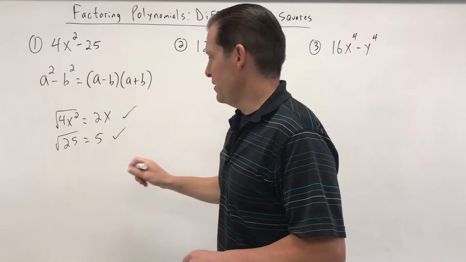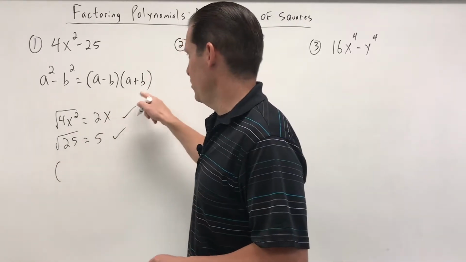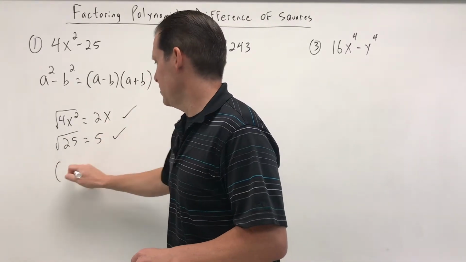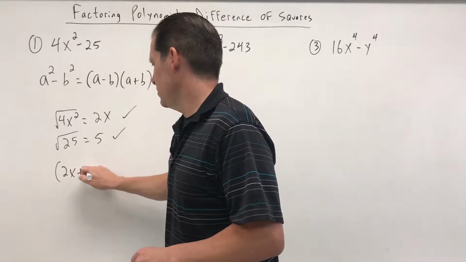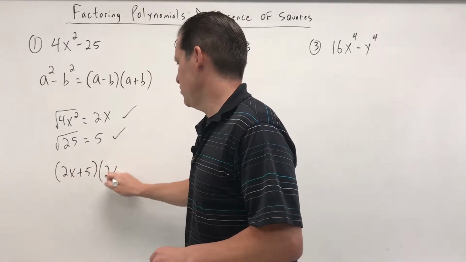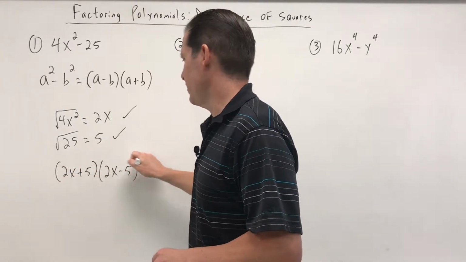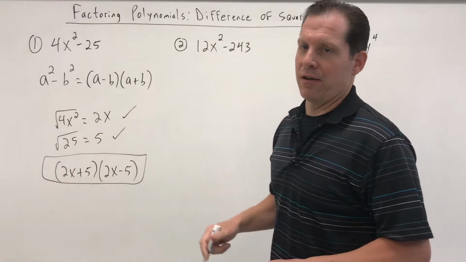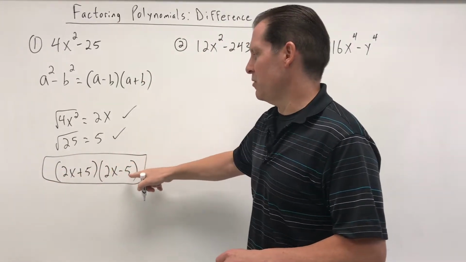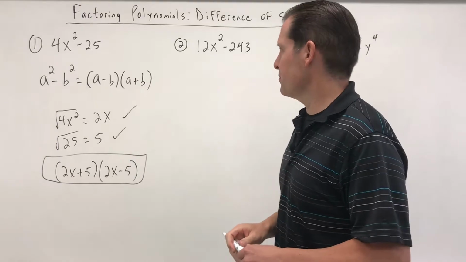Now what we do is separate it into the two parentheses. So it's 2x plus 5, and then 2x minus 5. Any order doesn't matter. You could have 2x minus 5 times 2x plus 5. It doesn't make a difference.